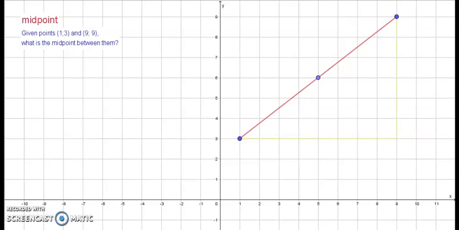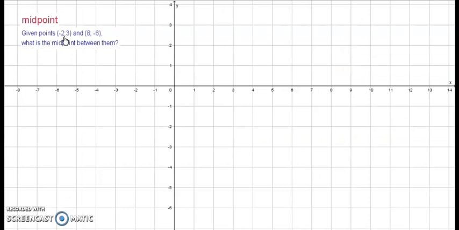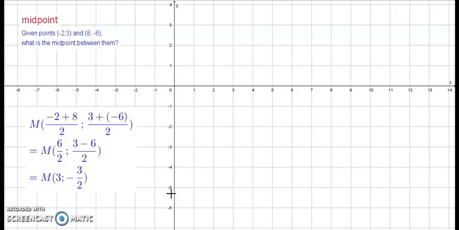So let's have a go at using that logic to compute the midpoint of another pair of points. Given points (-2, 3) and (8, -6), what's the midpoint between them? By our logic, the midpoint is going to have an x-coordinate that is right in between -2 and 8, so the average between these two. And it's going to have a y-coordinate that's right between 3 and -6, so the average between 3 and -6. So let's do those calculations.